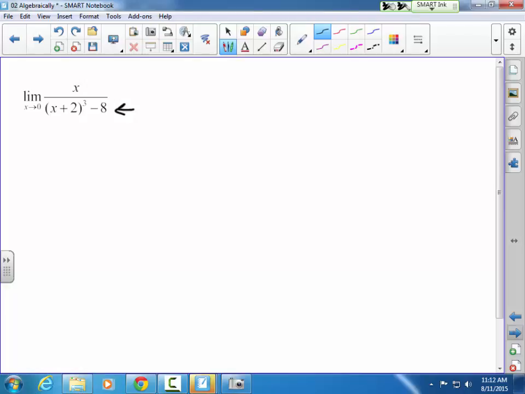No one looked at this and said, I can cube this out and then subtract 8. You could do that also. You'd get to the same place. I think probably the factoring is probably a little bit easier than what I just said for you to do. But let's try the factoring. It's a more useful thing.